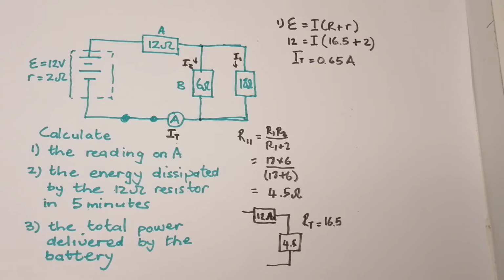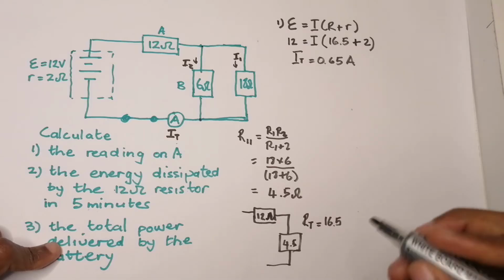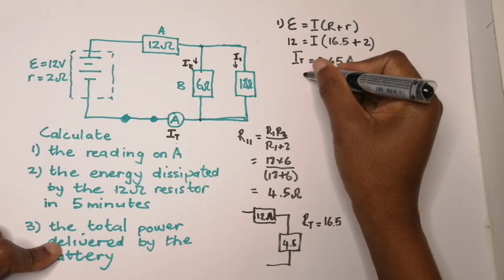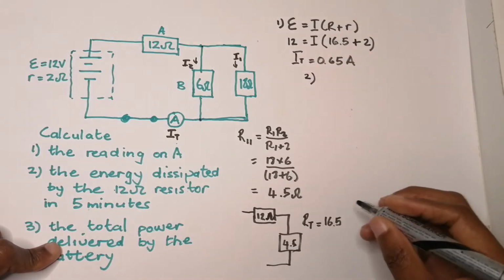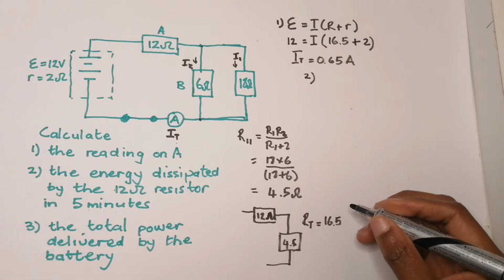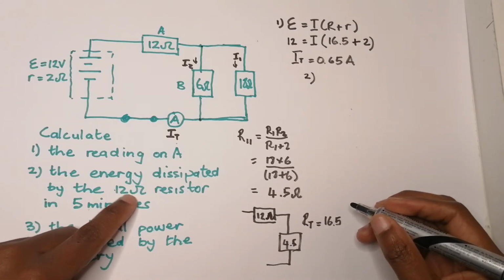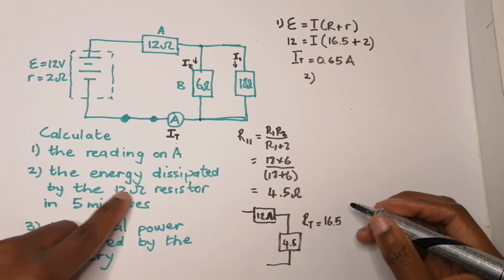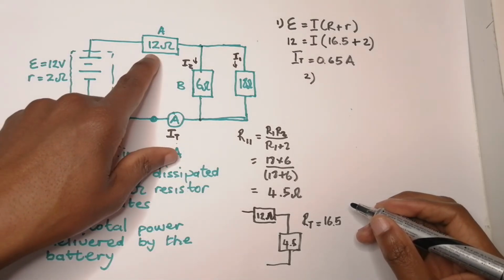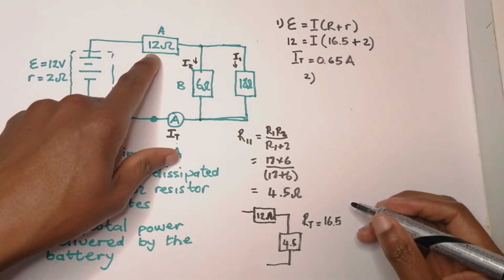in 5 minutes. Now notice, ladies and gents, when we want the energy, because that's what we want to find, isn't it? When we want to calculate the energy, remember that we've got 3 of those equations. You remember them, right? Now, let's go to the resistor in question. What do I have about the 12 ohm resistor? Do I have the voltage of the 12 ohm resistor?